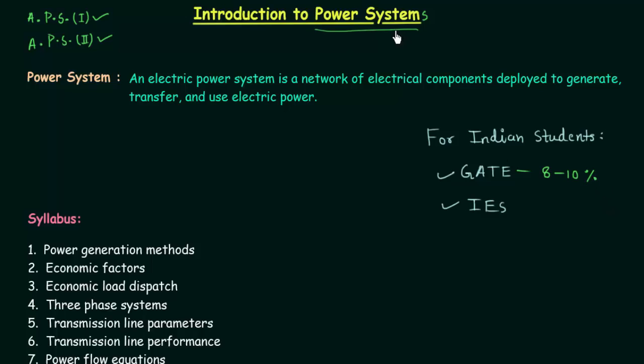Therefore power system is very important from GATE point of view, and for IES you may get 40 marks problem in the objective and 40 marks problem in the conventional. So for IES also power system is very important, and the course is designed based on these 2 exams.